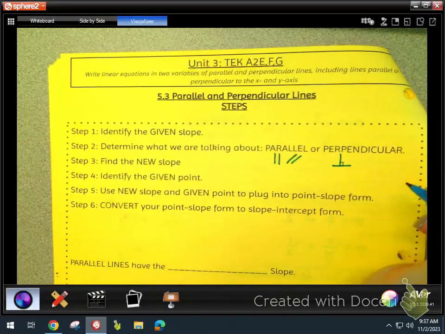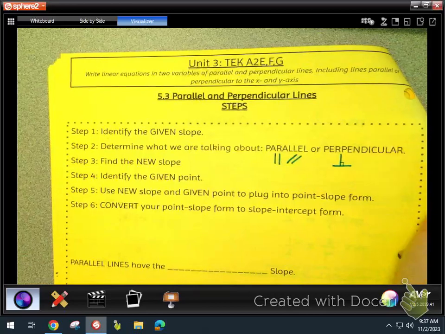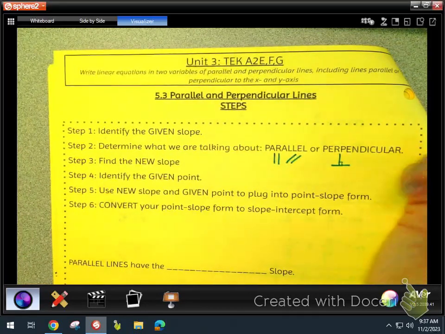And then we're going to sing our song. Parallel lines have the same slope. Perpendicular lines you flip and change. I think flip and change sounds way better.